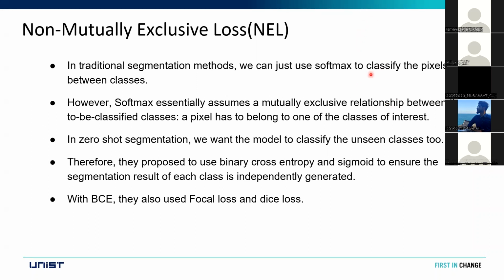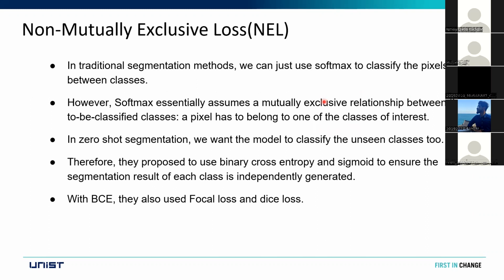The reason behind proposing this loss function is, let's talk about a normal segmentation setting. In normal segmentation settings, or any normal classification settings, when you have multiple classes, we can just use softmax and be done with it. It works perfectly fine. But in softmax, one primary assumption is that all the classes are mutually exclusive.